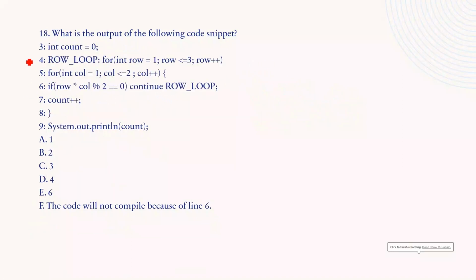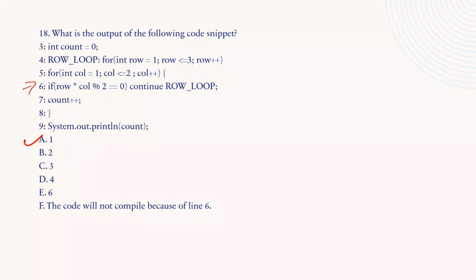Okay, let's see this question. Pretty simple question, and the answer to this question is A, which is 1. Let us try to understand how it is 1. Just try to see the expression on line number 6. It is true when row times column is an even number. That's what it is checking: row times column, modulus 2 equals 0.